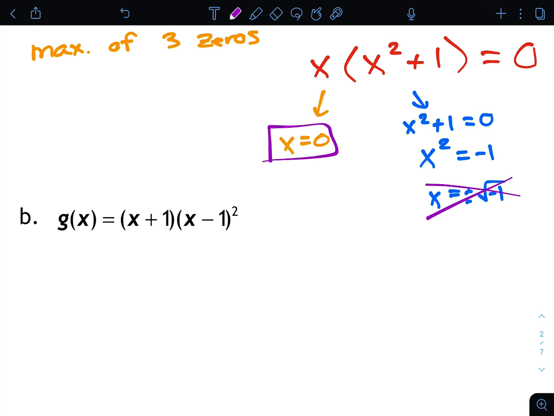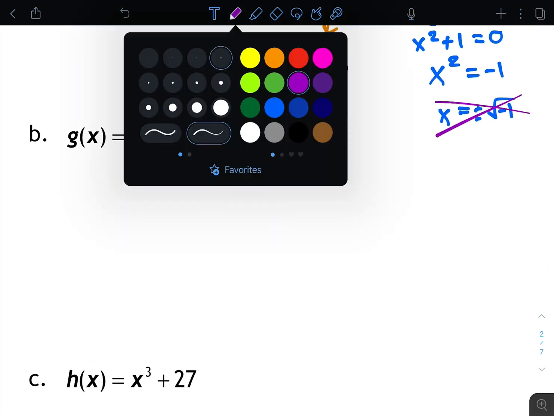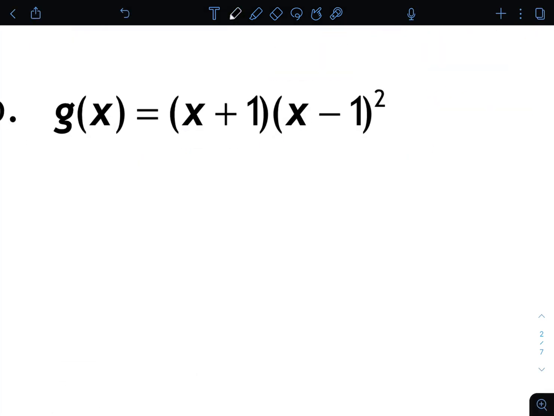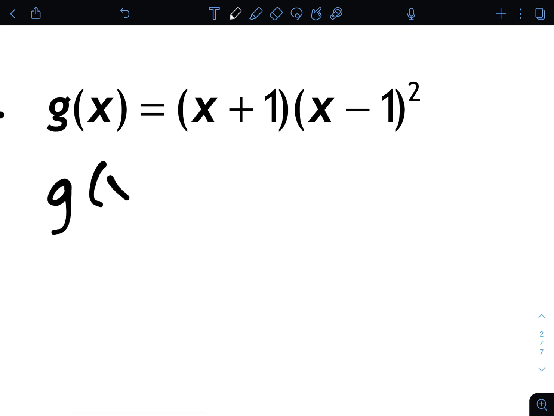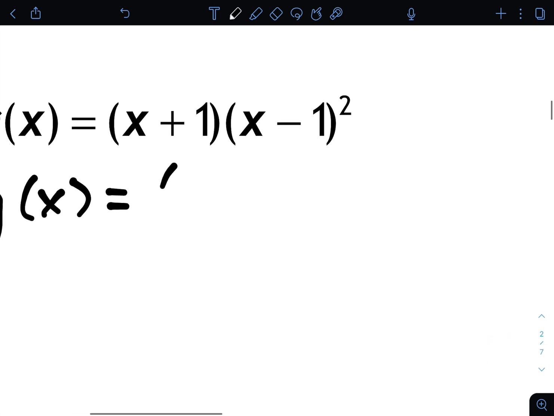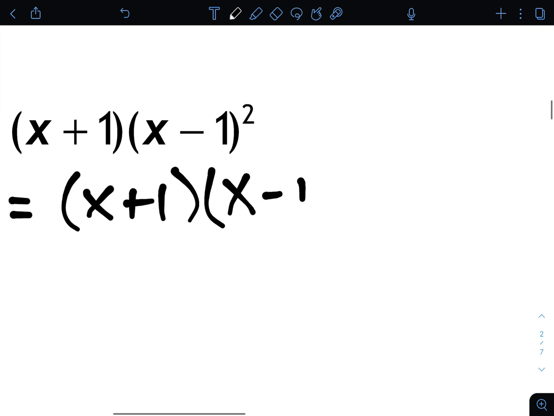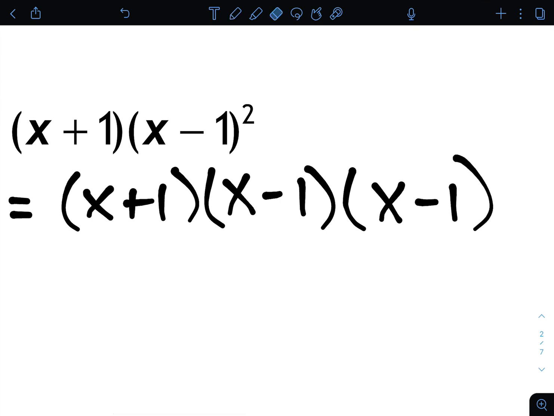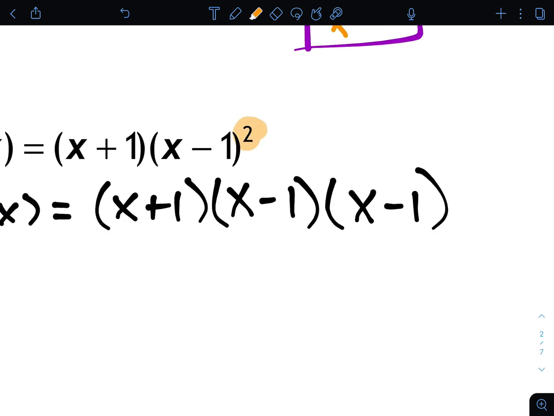We can do the same thing here for the second one. If I were to expand this out, I would have g of x equals x plus 1 times x minus 1 times x minus 1. Whenever I see something squared, like right here, I'm going to go ahead and square that whole group because the square is on that whole group. So that's saying that I have x minus 1 times x minus 1.